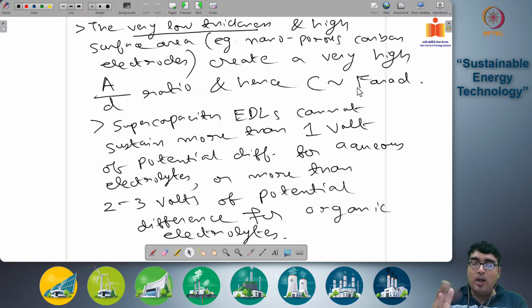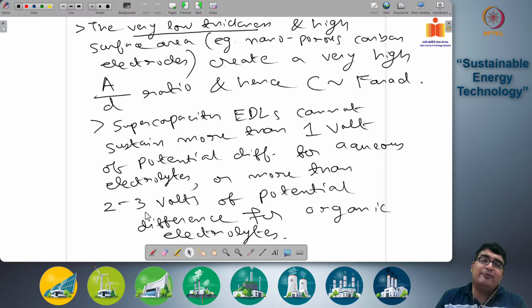Okay. However, we are actually not using an insulator or a material that is very good at separating charges or preventing charges from being transported through it. We are using an electrolyte material only. So your potential difference across the electrode plates cannot be very large. It can only be around 1 volt for aqueous materials and for non-aqueous organic electrolytes it can be 2 to 3 volts.